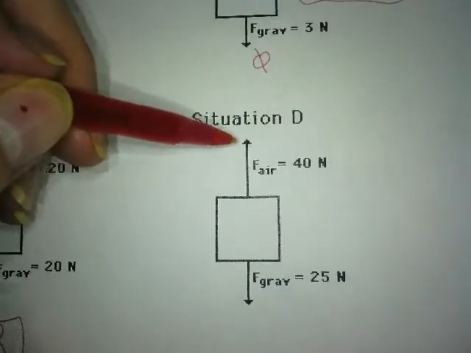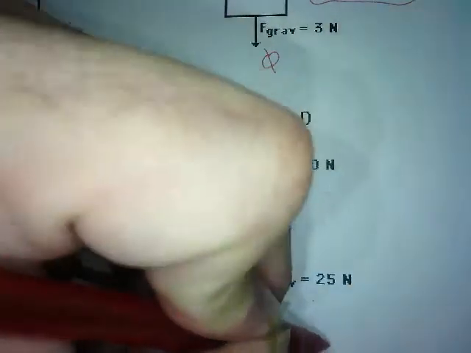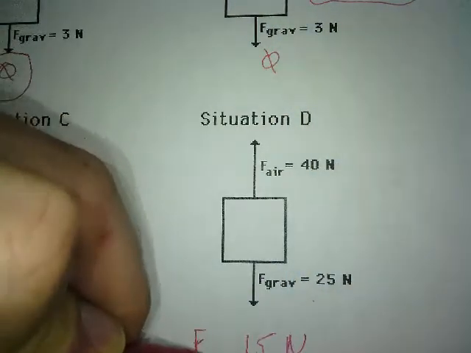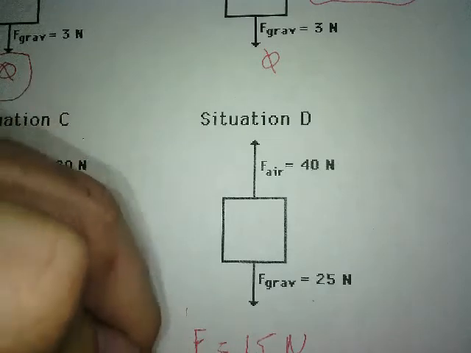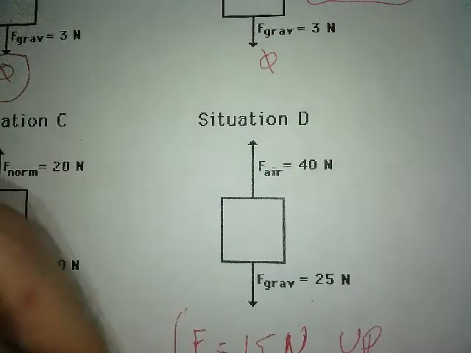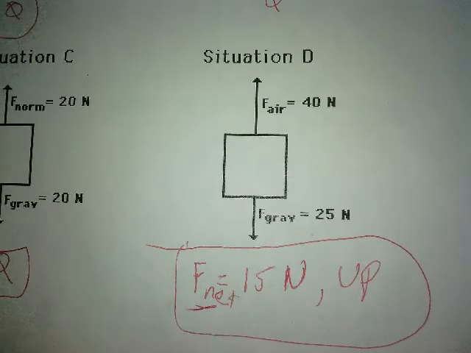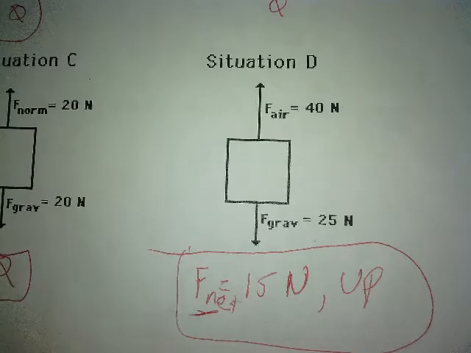And in D, 40 minus 25 is 15 newtons. F sub n is just a different way of saying net force. The net force is 15 newtons, and it's going to be up. So this object is apparently rising. Okay, with that, we're going to go on to the next set of problems.